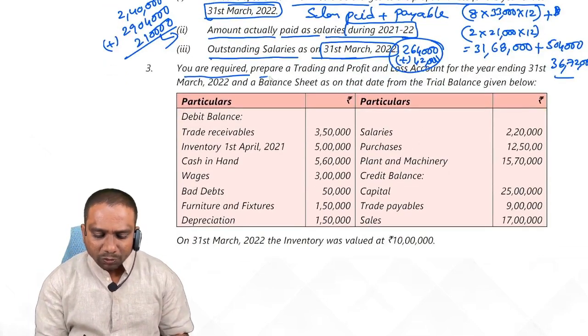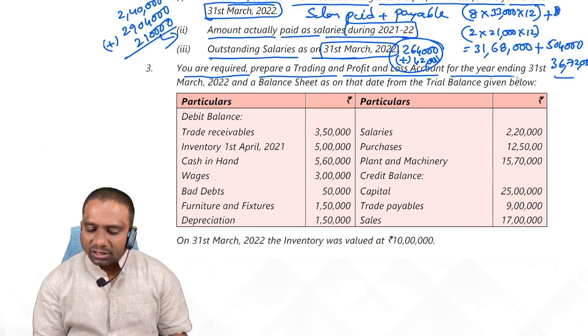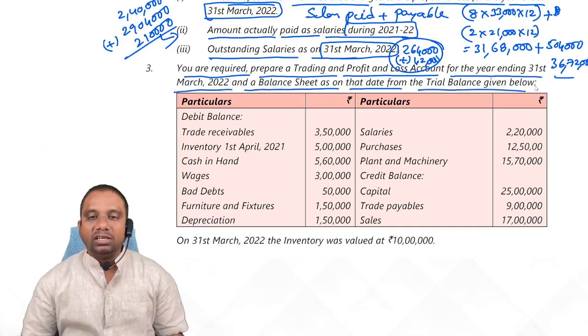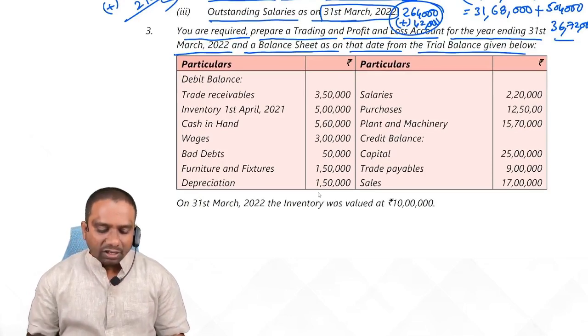You are required to prepare a trading and profit and loss account for the year ended 31st March 2022 and a balance sheet as on that date from the trial balance given below. Simple. Here they are giving debit balances.